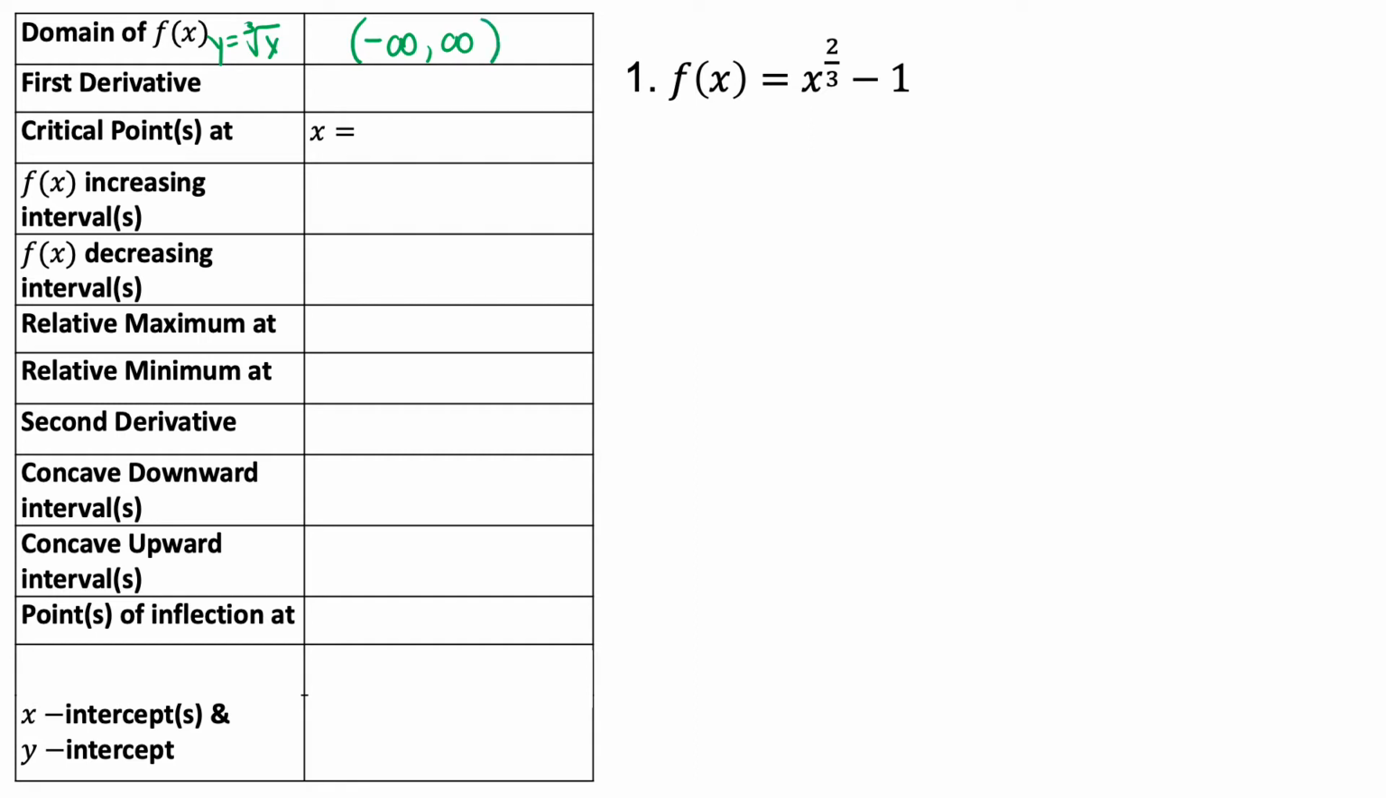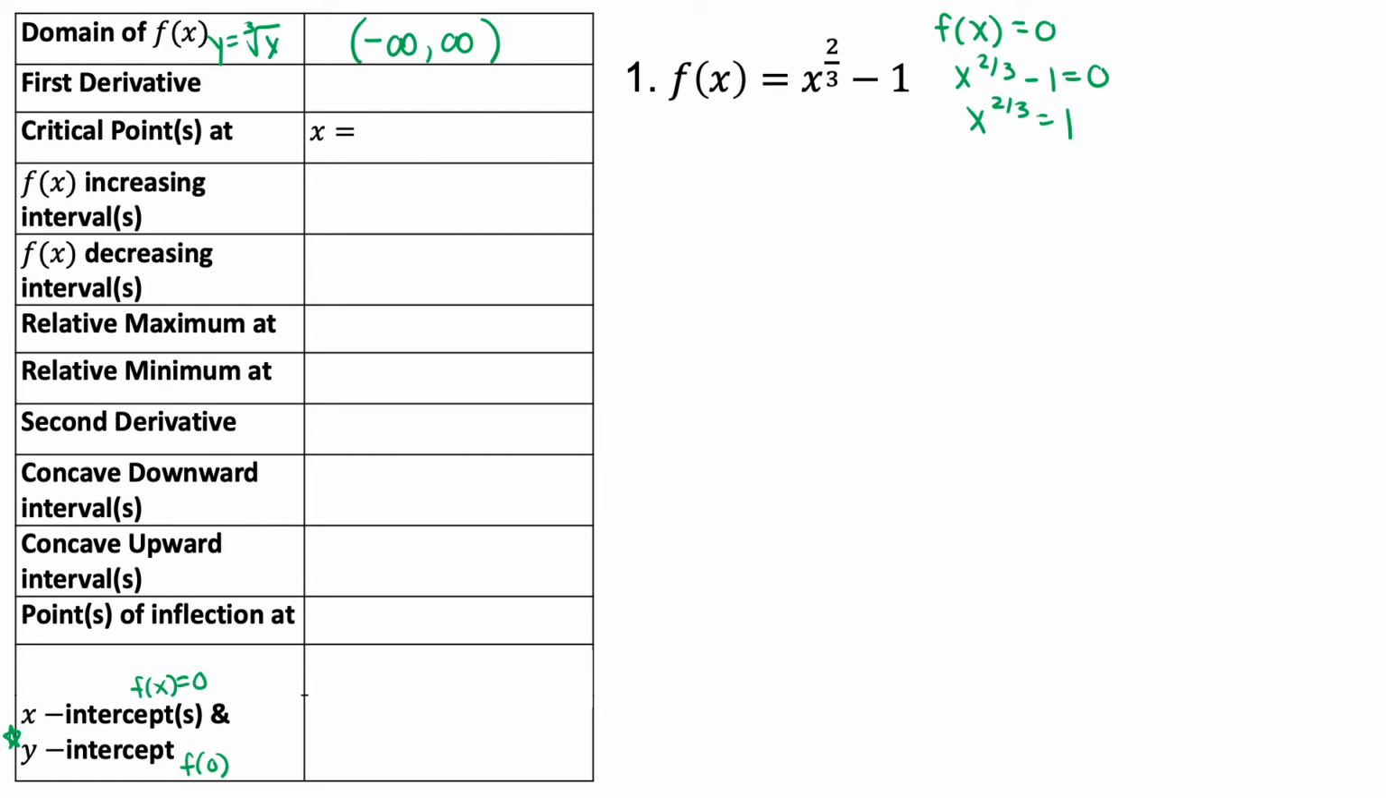The other piece we get from our original function are our x and y intercepts. Remember, to find our x-intercept, we set our function equal to 0, and to find our y-intercept, we evaluate our function at 0. So let's go ahead and do both of those things, starting by setting our original function equal to 0 to find our x-intercepts. We have x to the 2/3 power minus 1 equals 0. So x to the 2/3 equals 1.